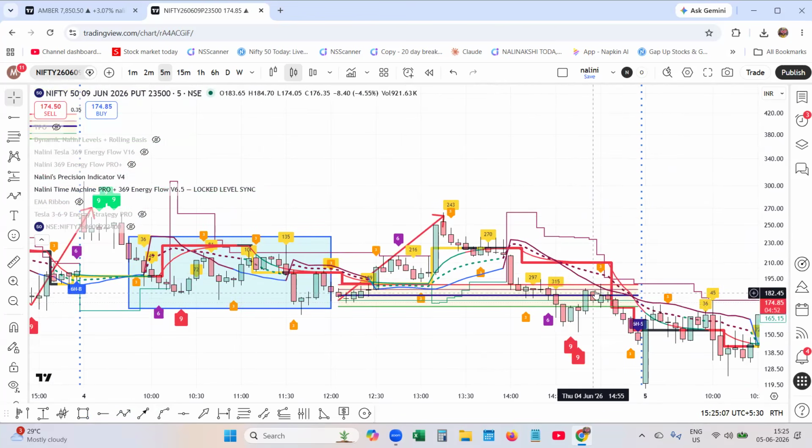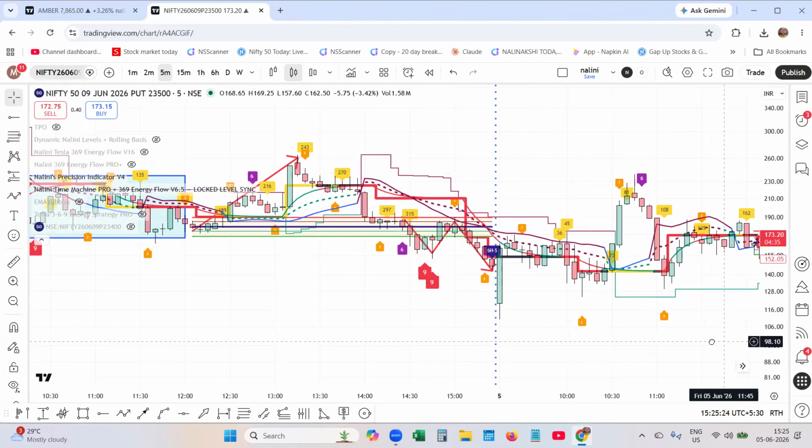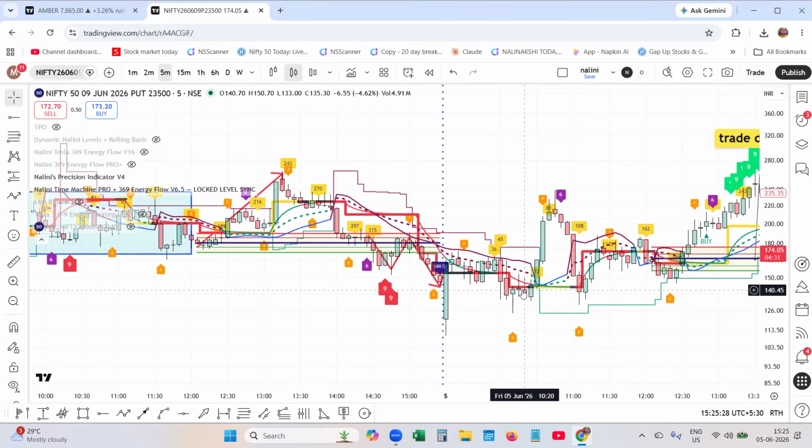315. At 315, it goes down. From the 315, see here, time pops up and closes at the bottom. Next day, this is the 5th. Today is the 5th. What happened on the 5th? Different pattern, different thing, but the behavior is the same. Different pattern. You tend to get tempted.